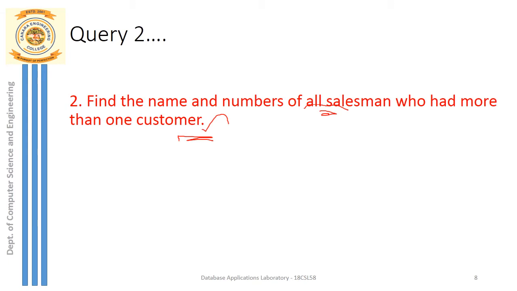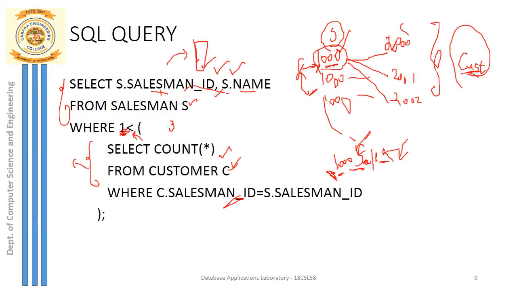We have the second query. The query is find the name and numbers of all salesmen who had more than one customer. So you have to now just retrieve the salesman details who are serving more than one customer. Okay. We'll just see the SQL query for this part.